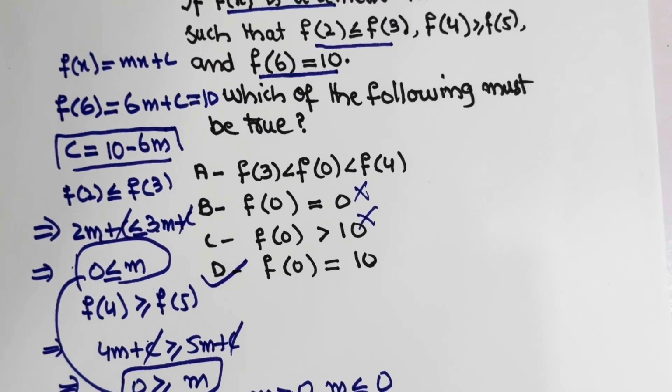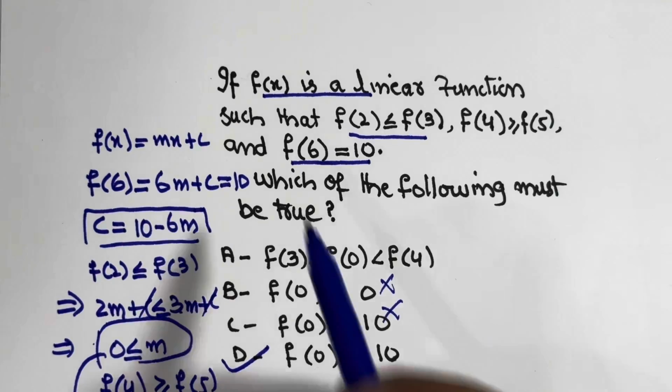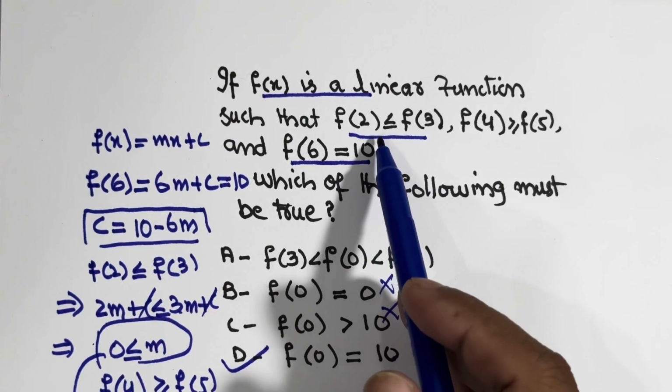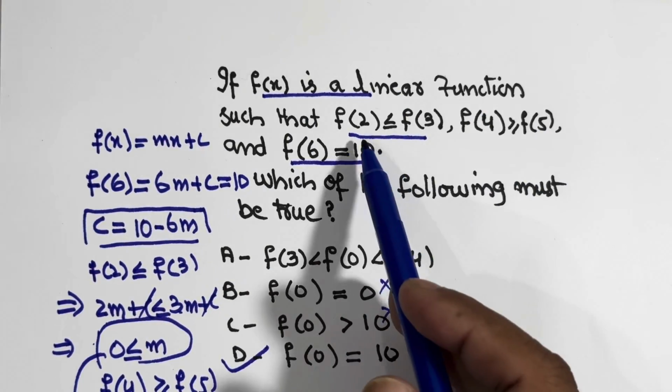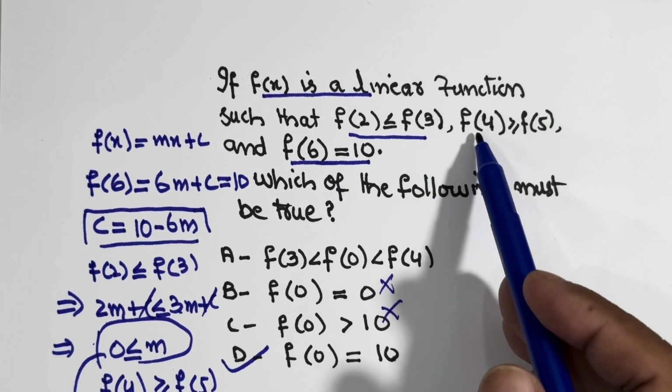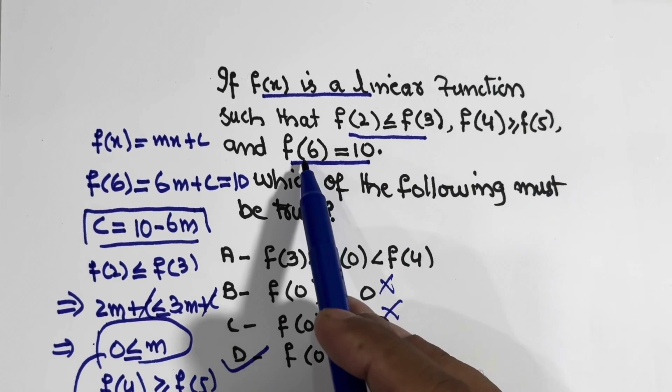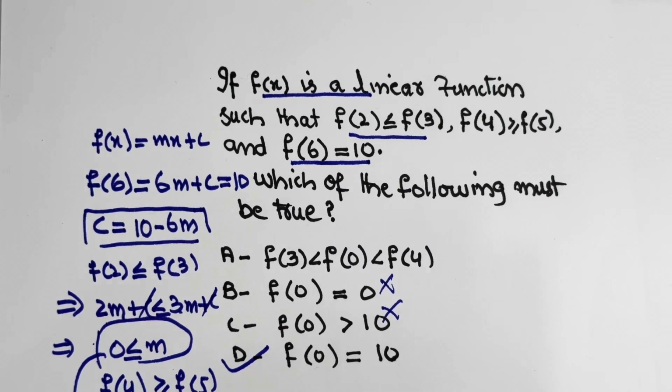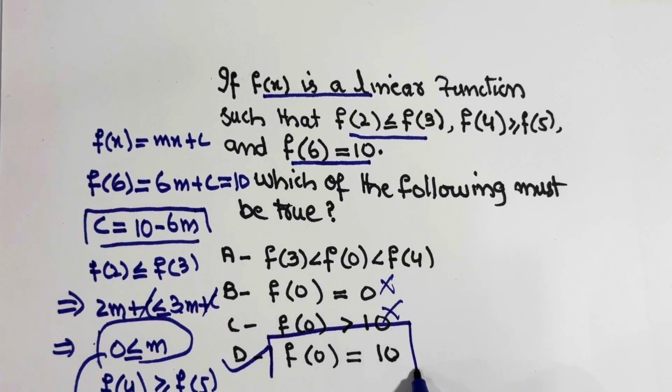So we had a linear function, f of x is a linear function, and we are given these three conditions, that is f of 2 is less than or equal to f of 3, and f of 4 is greater than or equal to f of 5, and f of 6 is equal to 10. So we have to find out which of the following must be true. So our answer is f of 0 is equal to 10.